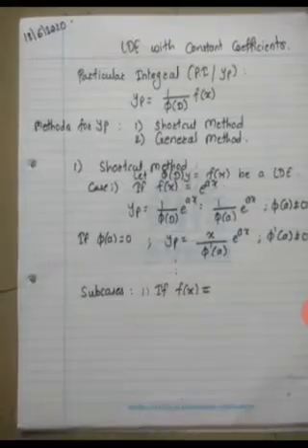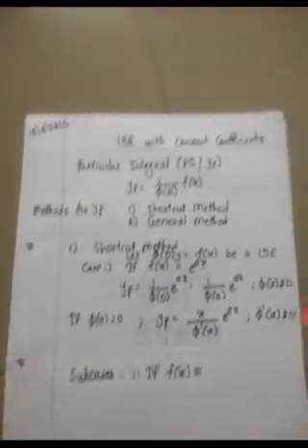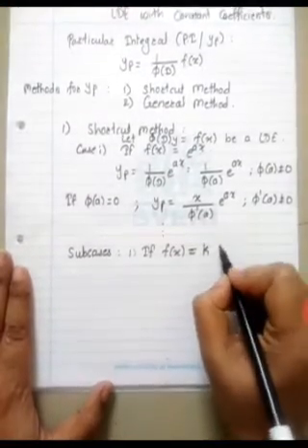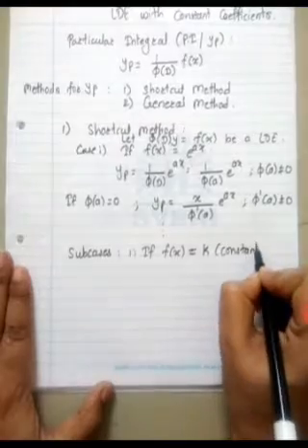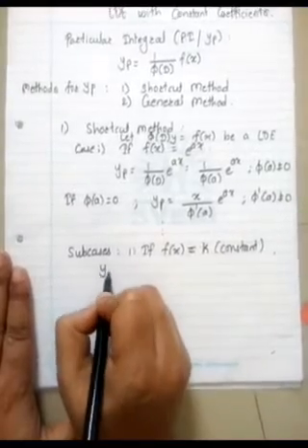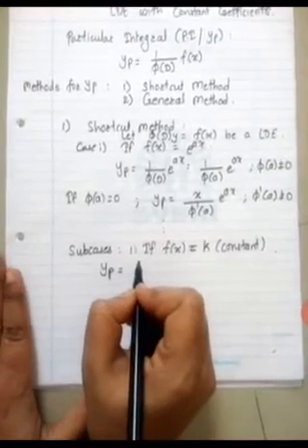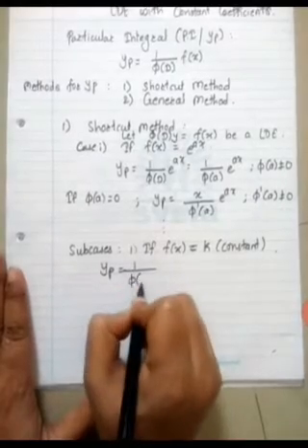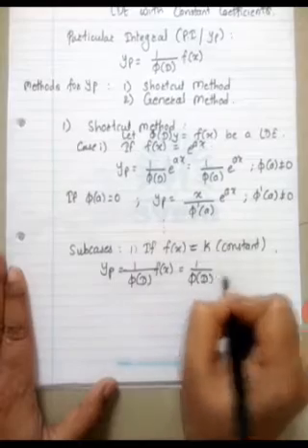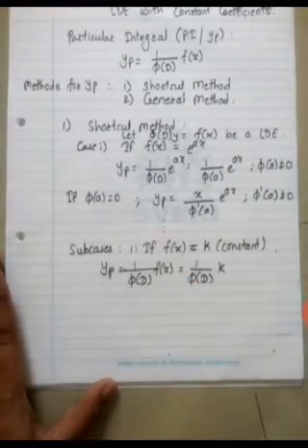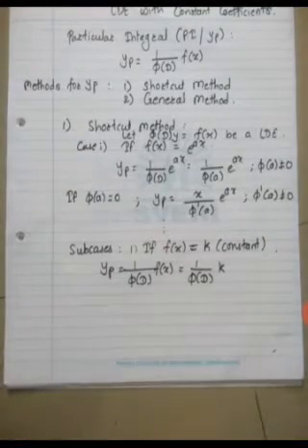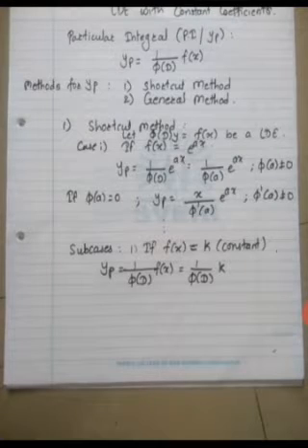In that there are some subcases. If your f of x is k, where k is any constant, then yp, and everything we do here is only for yp, since shortcut methods are for yp, is 1 upon phi D into f of x, that is 1 upon phi D into k. If it is simply a constant term like 2, 3, 4, how do we solve this, as we do not have a case for constant?